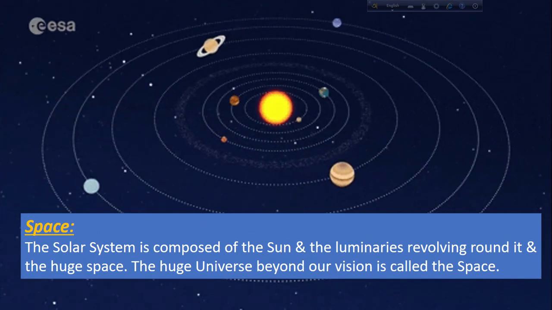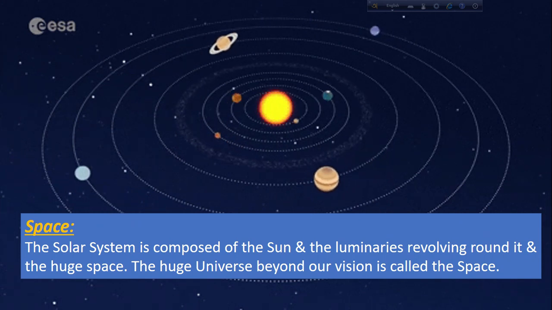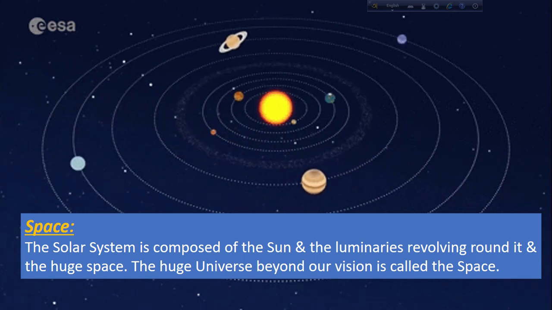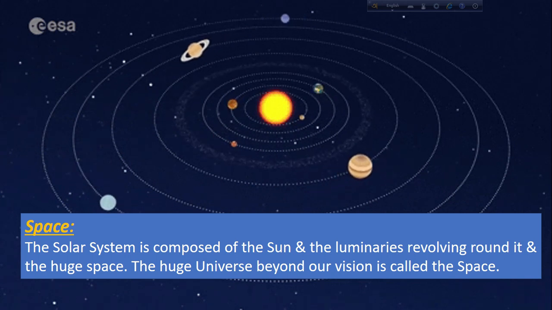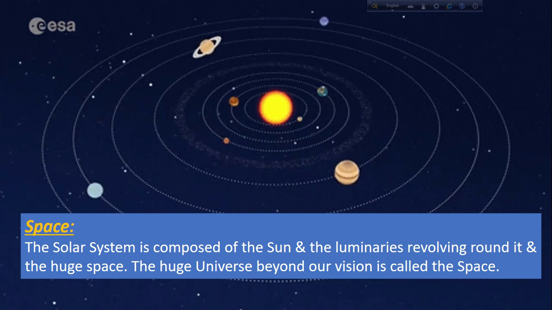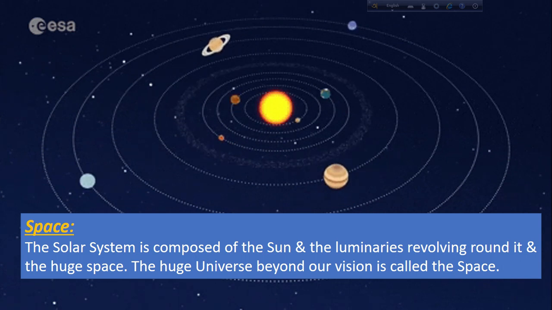Let's know about the space. First, before discussing all the 8 planets of the solar system, I think you should know about the space, because the earth is a planet and this earth is surrounded by the space, and the 8 planets are rotating according to their distance centering the sun in this space. So the solar system is composed of the sun, the luminaries revolving around it and the huge space. The huge universe beyond our vision is called the space.